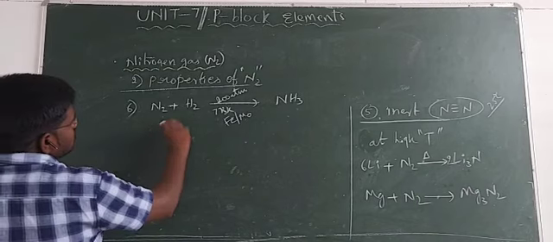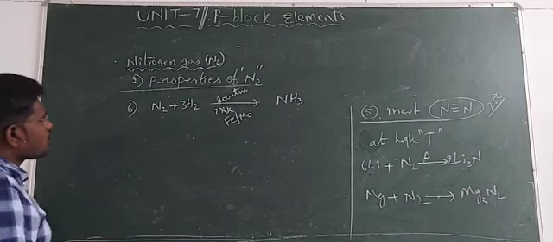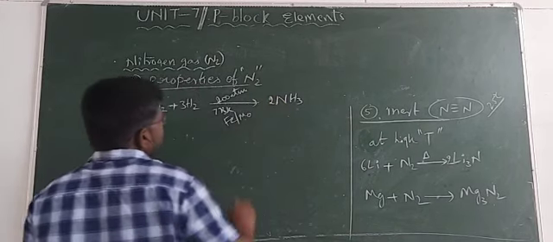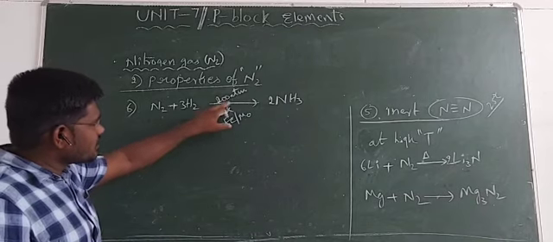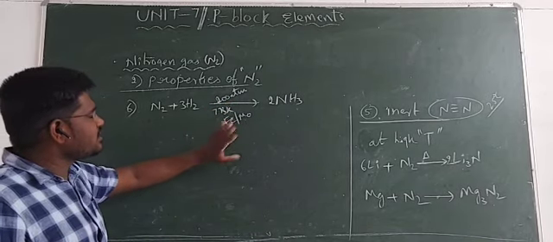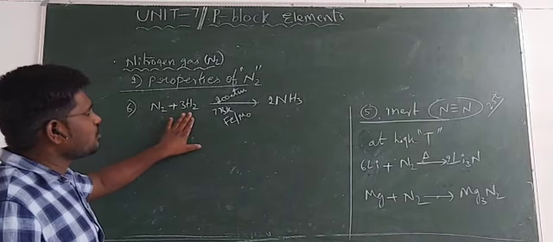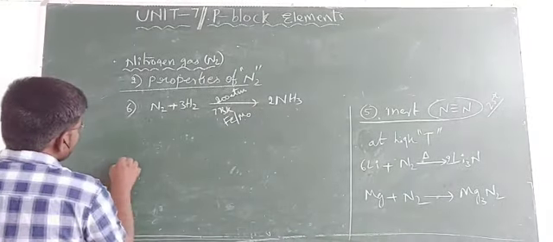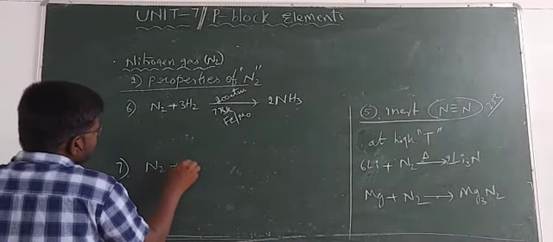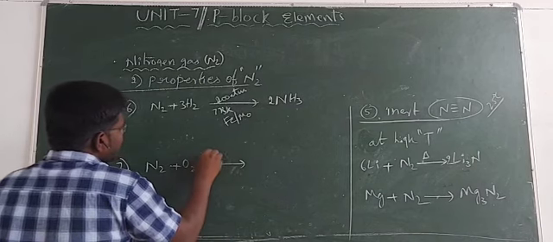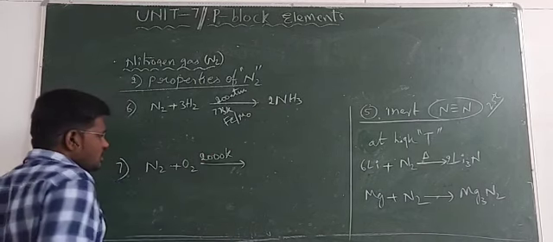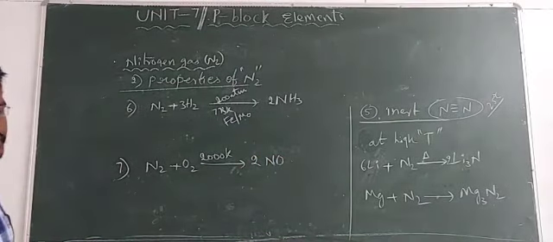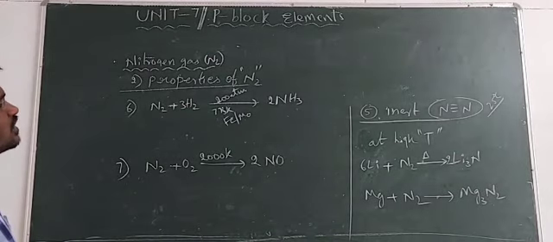So here 3 moles of the hydrogen, with 3 moles of the hydrogen, nitrogen is treated and we can get 2 moles of the ammonia gas. So now at this range of the pressure, temperature and under this catalyst, nitrogen reacts with hydrogen and gives ammonia gas. So this is known as the Haber process. And seventh one is nitrogen reacts with oxygen at a very high temperature, that is 2000 Kelvin, and gives 2 moles of the nitrogen monoxide gas. So these are the properties of the nitrogen gas.